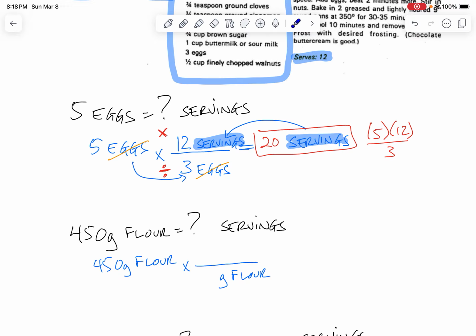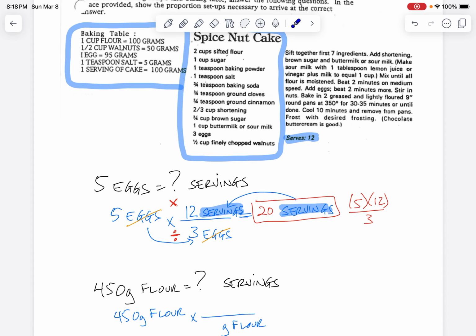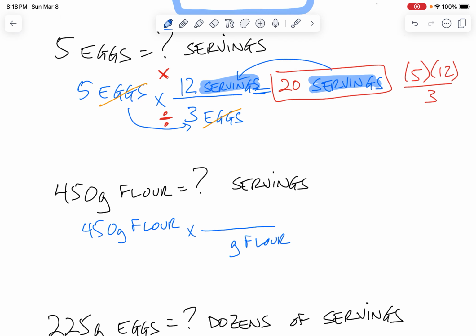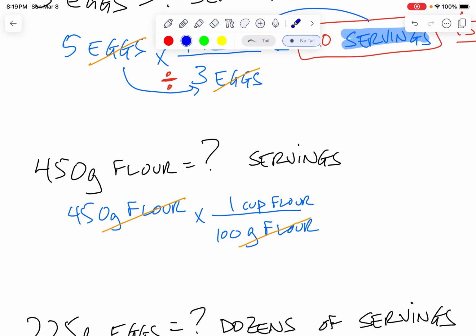We're going to go up to our baking table. That's where I'm going to see my grams, so I go to the top left here. From up here in the top left, 1 cup is 100 grams for our flour. So I have a relationship where for every 100 grams, there's 1 cup of flour. Now if I cancel out some units here, my grams of flour are canceling. The units that I want are servings, but the units I have left are cups of flour, so I know I'm not quite done yet.